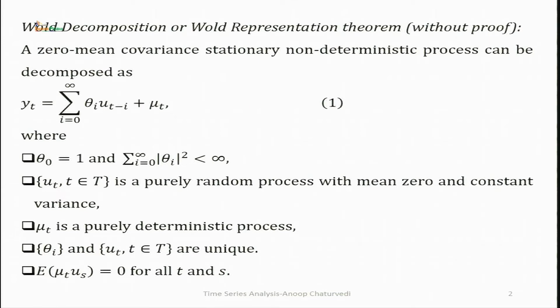mu_t is a purely deterministic process. In the last lecture, we have already discussed and I defined the deterministic process. Theta_i's and u_t's are unique. Expectation of mu_t u_s is equal to 0 for all t and s. So, under these assumptions, you can write any zero mean covariance stationary non-deterministic process in this form, and this representation is called the Wold representation.